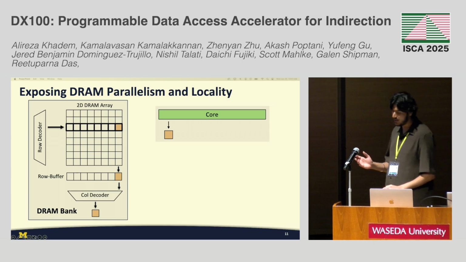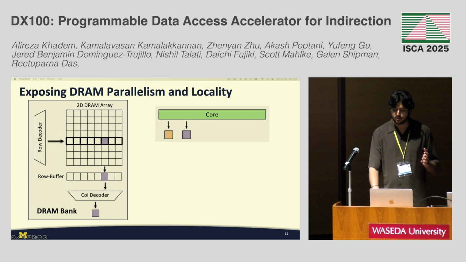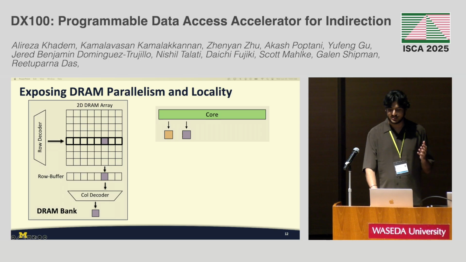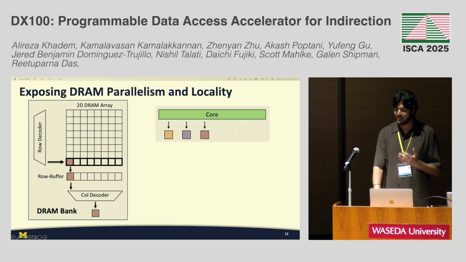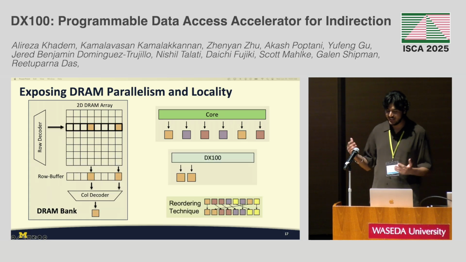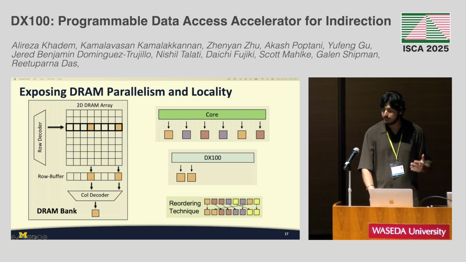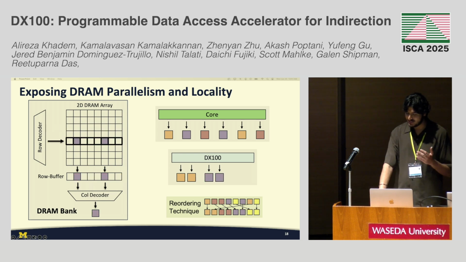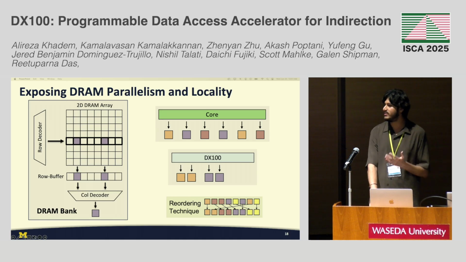In conventional microarchitecture, indirect DRAM requests target random DRAM rows and columns. This results in frequent row buffer misses and limited DRAM bandwidth utilization. But in the case of DX100, we reorder these DRAM requests based on the target rows and significantly improve the row buffer hit rate and overall DRAM bandwidth utilization.